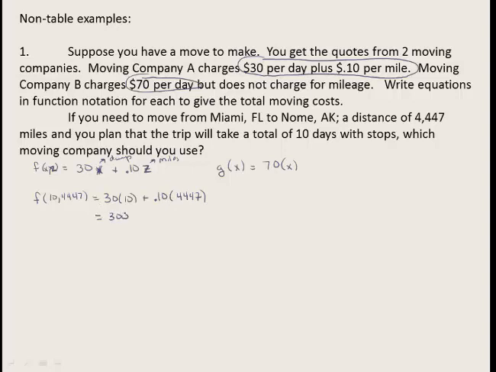That's 300 plus 444.7. So 300 plus 444.7 is going to be 744.7. So $744.70. G of X, so G of 10 for the 10 days, is going to be 70 times 10. So that is going to be $700. So we should use moving company B. It's the cheaper company.